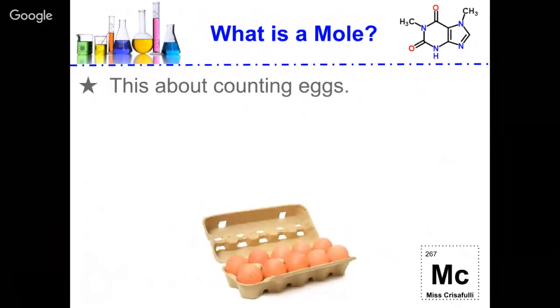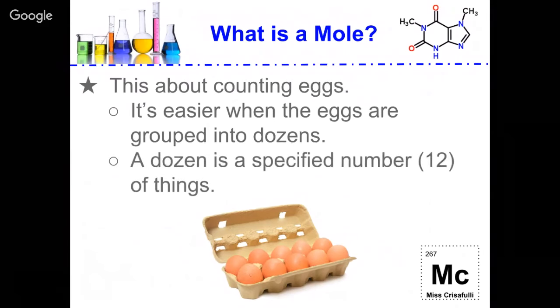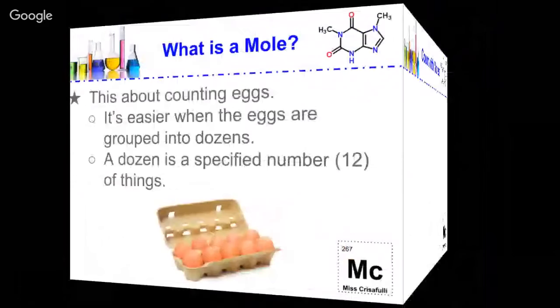So let's relate moles to eggs, more specifically, a dozen eggs. When you're counting eggs, it's easier to group them and to say how many dozens you have. You have 3 dozens. That means that you have 36 eggs. You have 5 dozens. That means you have 60 eggs. So a dozen is a specified number of things, and more specifically, it's 12 things.